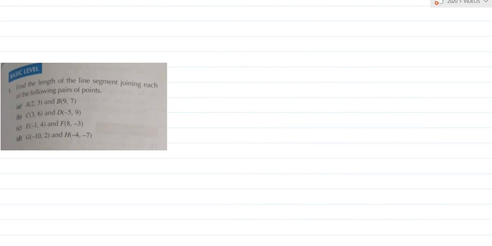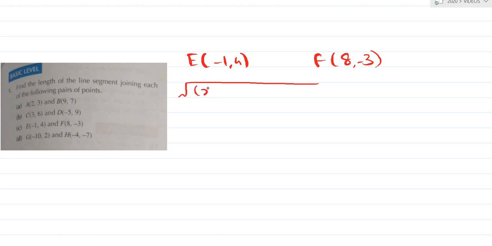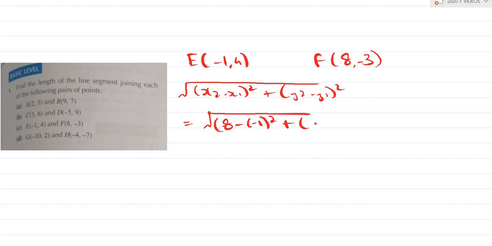Now let's move on to part C. In part C you are given E which is minus 1, 4, and you are given F which is equal to 8, minus 3. Once again plug in the formula. What's the formula, guys? x2 minus x1 whole square plus y2 minus y1 whole square. What is x2? x2 is 8 minus, and what is x1? Minus 1 whole square plus y2. What is y2? Minus 3, and y1 is 4 whole square.